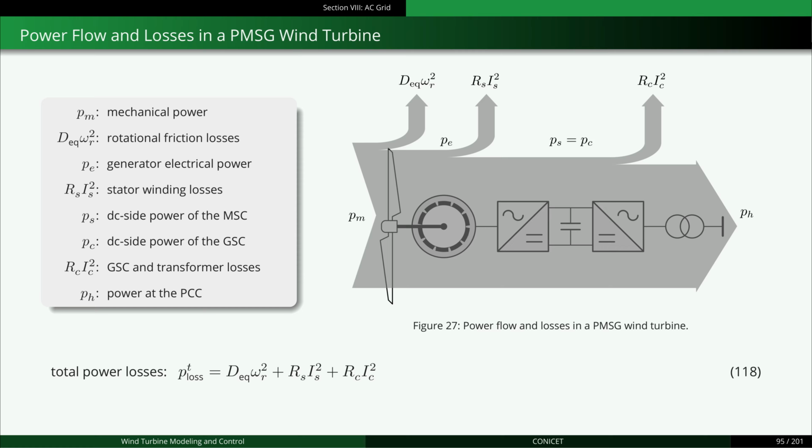In the next video, we will introduce the phase-locked loop and the control strategy for the converters.